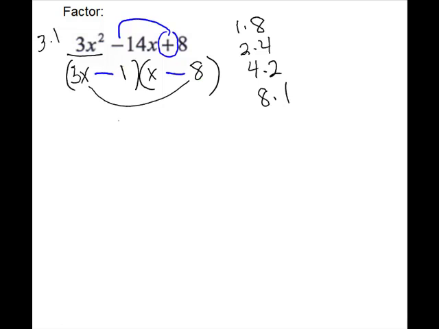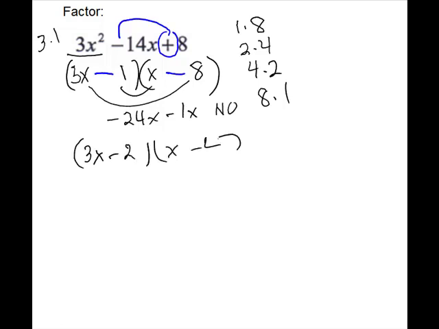So outside, minus 24x, minus 1x. This is not going to work. It's not giving us 14. So we'll go to the next one. 2 and 4. Outside, minus 12x. Inside, minus 2x gives us a minus 14x. And that's the right choice, so we can stop.